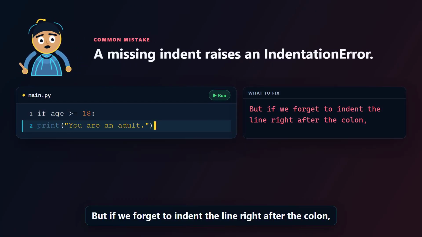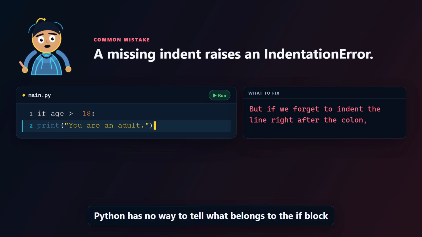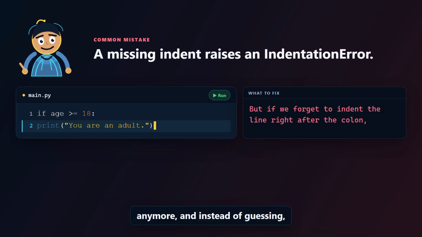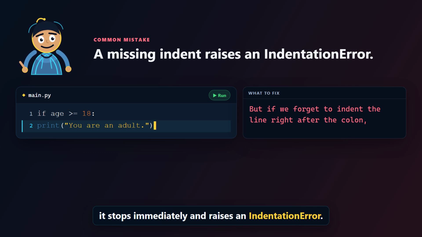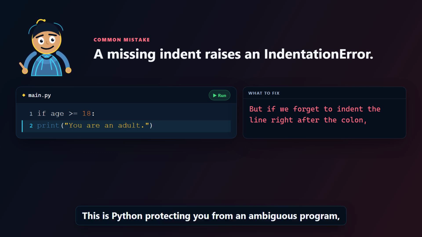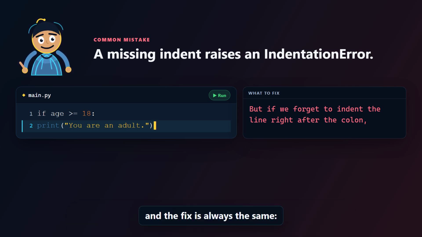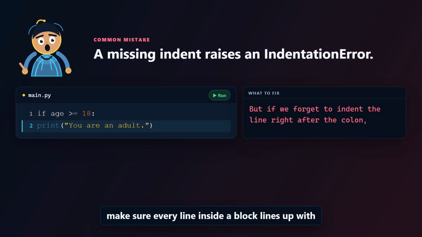But if we forget to indent the line right after the colon, Python has no way to tell what belongs to the if block anymore, and instead of guessing, it stops immediately and raises an indentation error. This is Python protecting you from an ambiguous program. And the fix is always the same. Make sure every line inside a block lines up with consistent indentation.